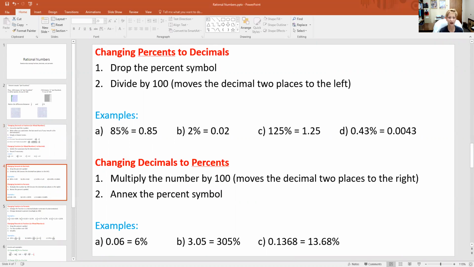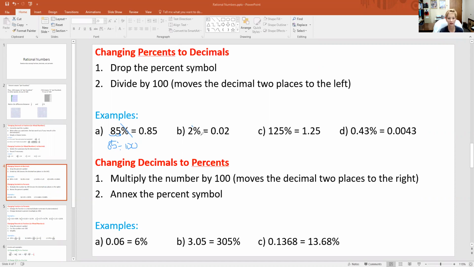So what does 85% mean? Well, it means 85 out of 100. So I'm going to basically drop this percent sign, so the percent sign goes away. And when I take 85 on my calculator and divide it by 100, it's going to give me this answer right here, or if I do it by hand. But again, remember, where's the decimal? There's not one showing. It's at the end, and dividing by 100 moves the decimal 2 places to the left.